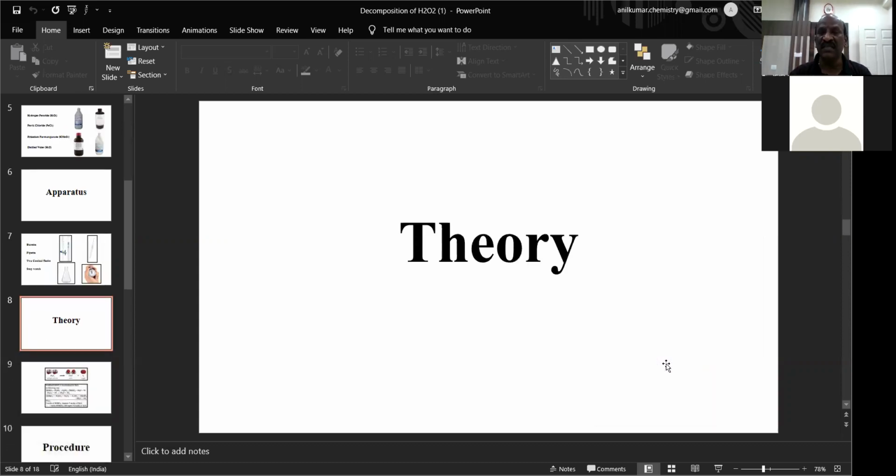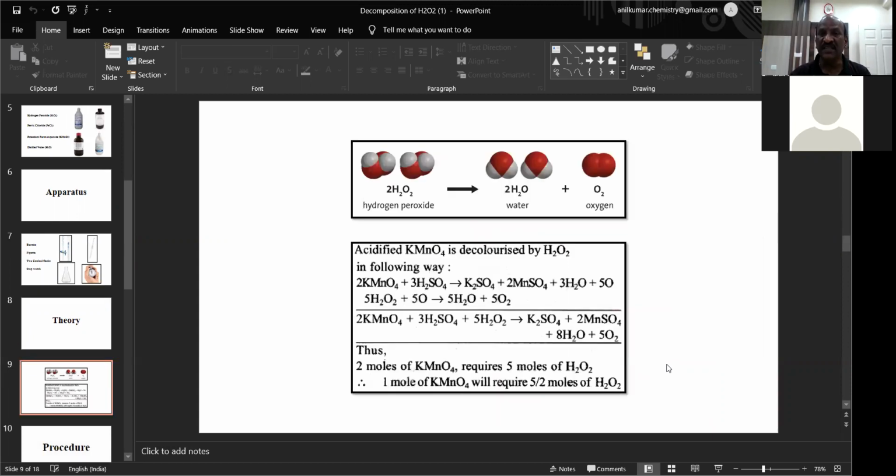Now we are going to discuss the theory. What is the theory? Here you see this is hydrogen peroxide. We are taking 2 moles of hydrogen peroxide. It undergoes decomposition and gives 2 moles of water and 1 mole of oxygen. Oxygen will be liberated and enter the atmosphere. So this is nothing but water and oxygen. This is the principle, and you have to remember this one.